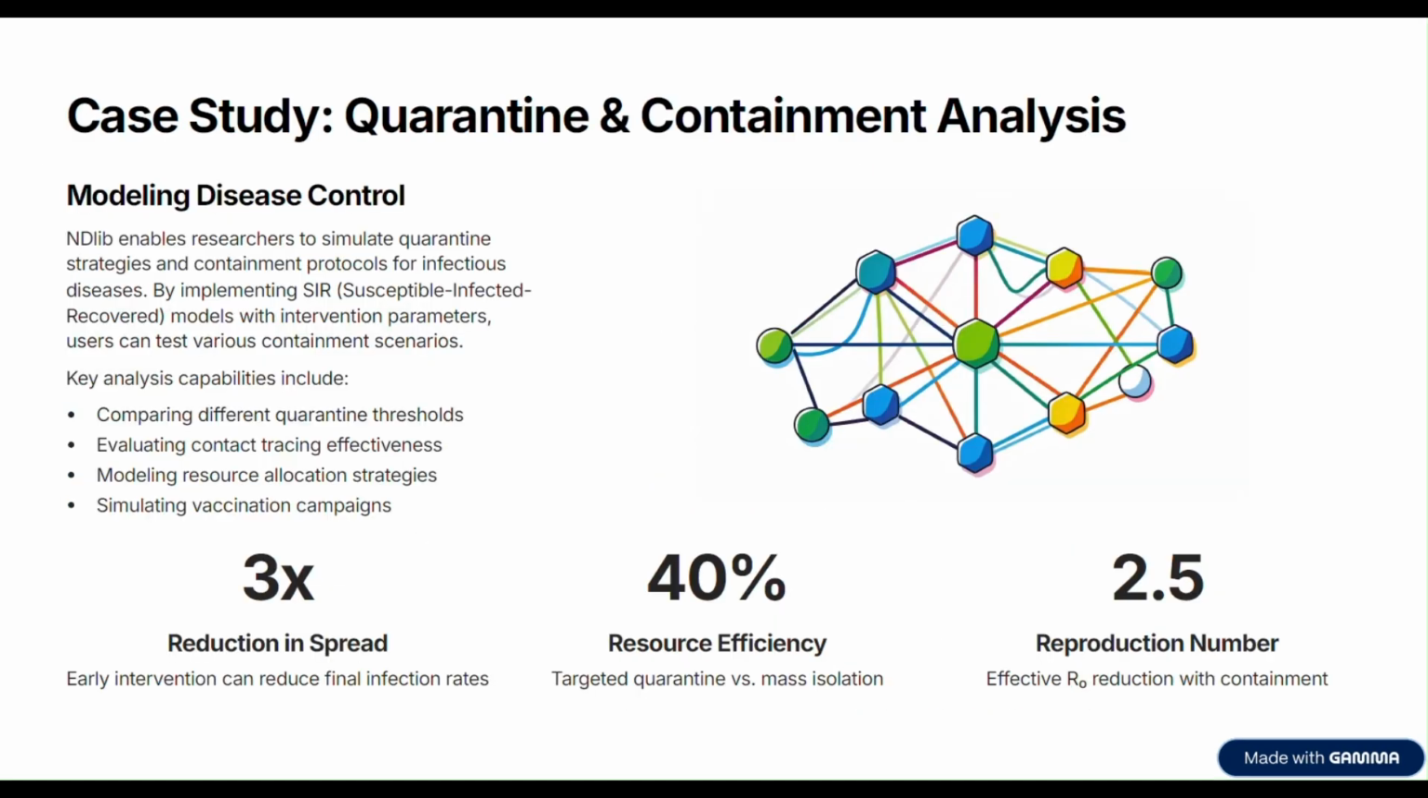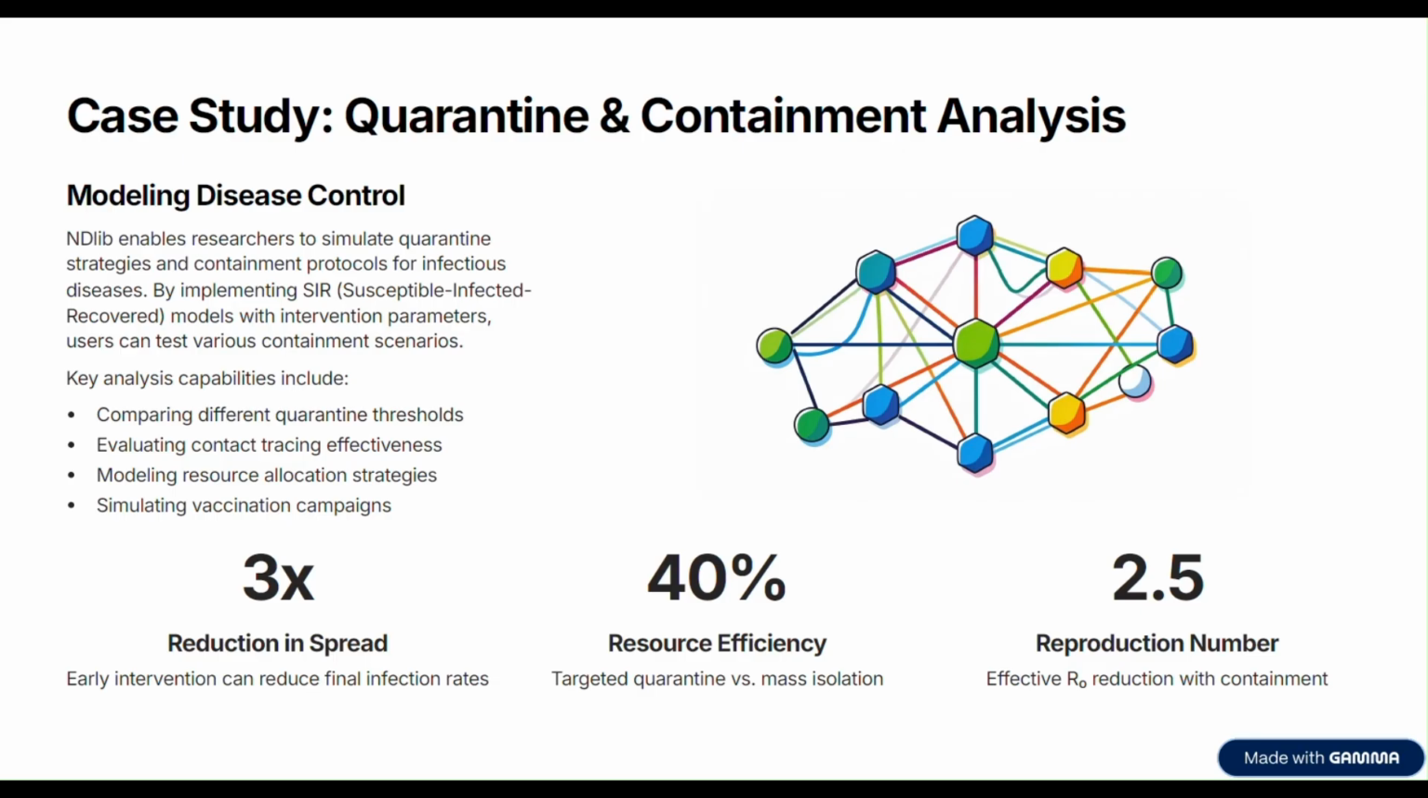Quarantine and containment analysis. Modeling disease control. NDlib enables researchers to simulate quarantine strategies and containment protocols for infectious disease. By implementing SIR models with intervention parameters, users can test various containment scenarios. Key analysis capabilities include comparing different quarantine thresholds, evaluating contact tracing effectiveness, modeling resource allocation strategies, and simulating vaccination campaigns.